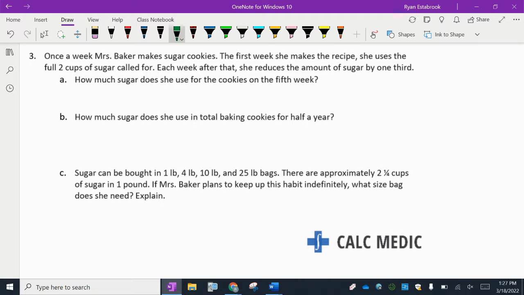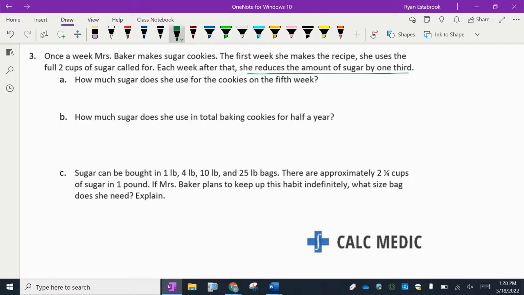All right, perfect name for a person who's baking. It says, once a week, Mrs. Baker makes sugar cookies. The first week she makes the recipe, she uses the full 2 cups of sugar that are called for in the recipe. Each week after that, she reduces the amount by 1/3. How much sugar does she use for the cookies on the 5th week?